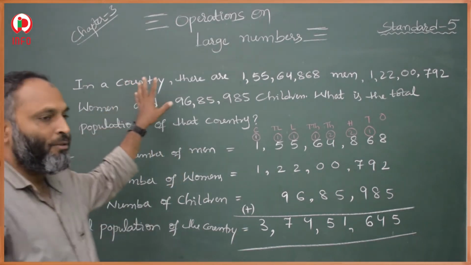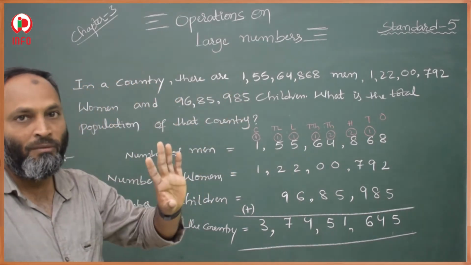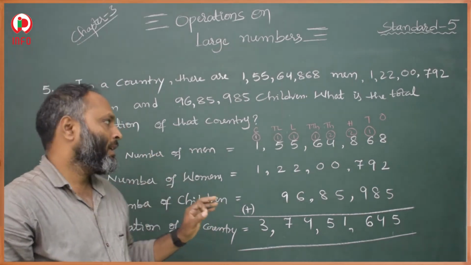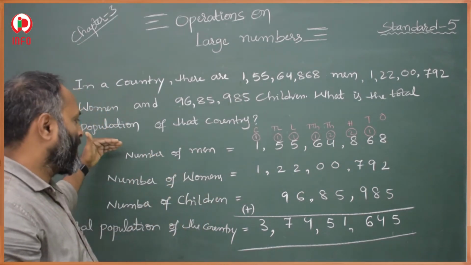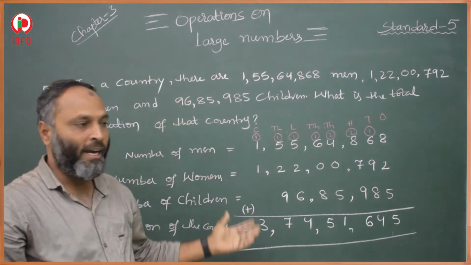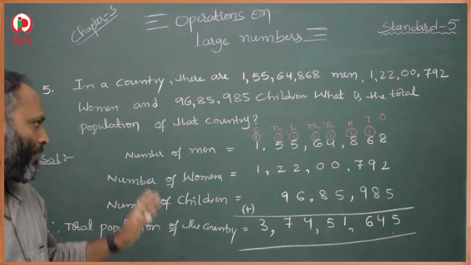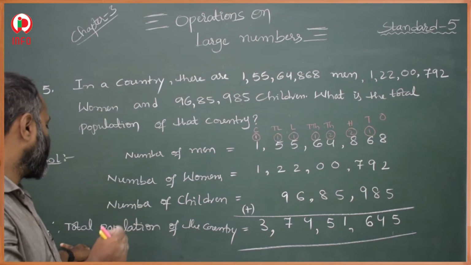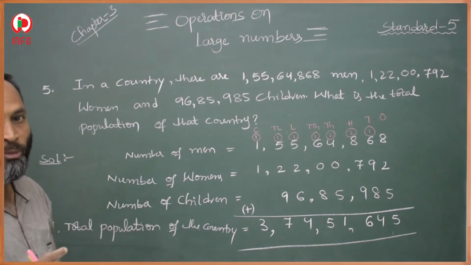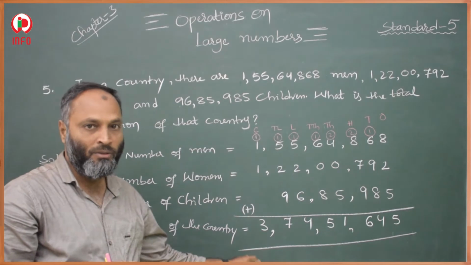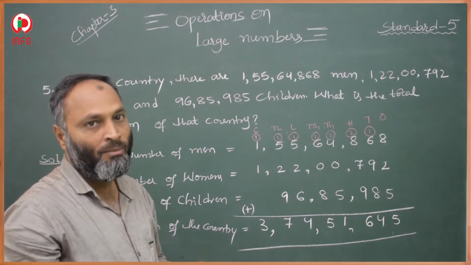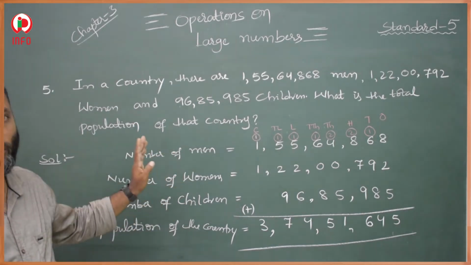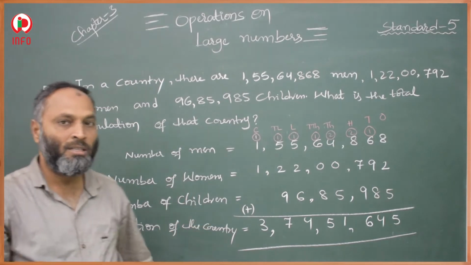So whenever a word problem is given, first we have to read the word problem, then understand the problem, then prepare our steps, then if addition is there, add, and write the final answer. Again we have to write the steps, the conclusion step. In our question, this is our conclusion step: the question is asking the population, so we write, this is the total population of the country. We have to write all these steps and the conclusion step also.